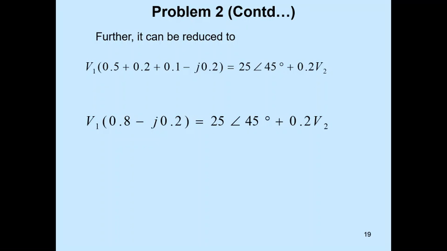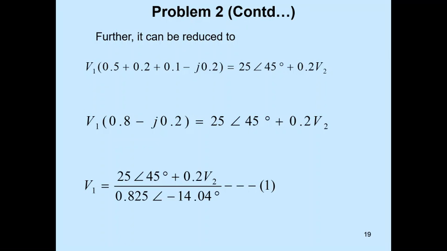So this we can write V1 into 0.8 minus j0.2 is equal to 25 at an angle of 45 degrees plus 0.2 V2. Now V1 is equal to 25 at an angle of 45 degrees plus 0.2 V2 divided by 0.825 at an angle of minus 14.04. So, by converting the rectangular form 0.8 minus j0.2 into polar form, we get 0.825 at an angle of minus 14.04.